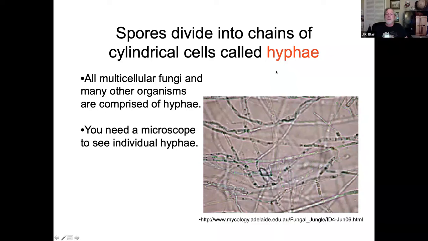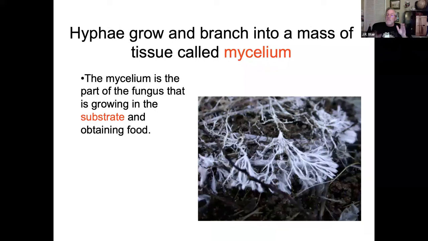All right. So these hyphae, these chains of cells, will grow and branch into masses of tissue that are called mycelium. You've probably heard that term before. This is really the business end of the fungus. This is the part of the fungus that's growing in the substrate. And when I say substrate, I mean, you know, could be a log, could be in the soil, could be in wood chips, something like that. So whatever the growth medium is for the fungus.